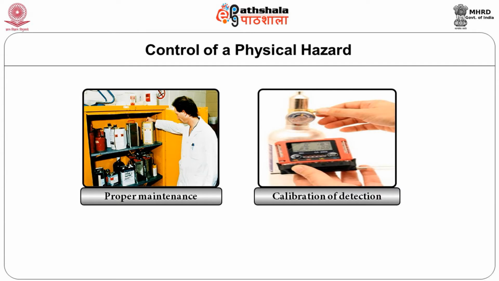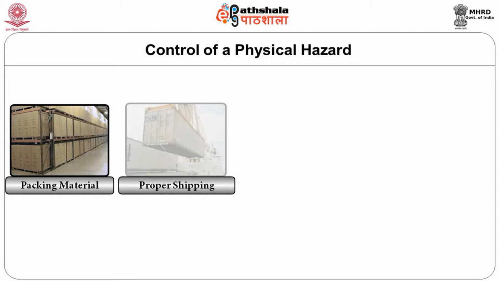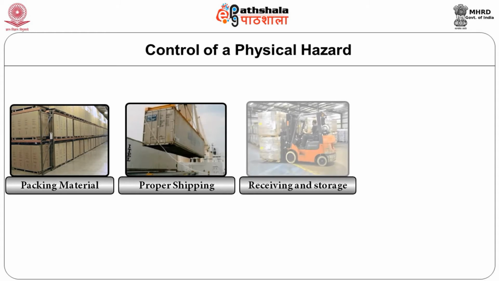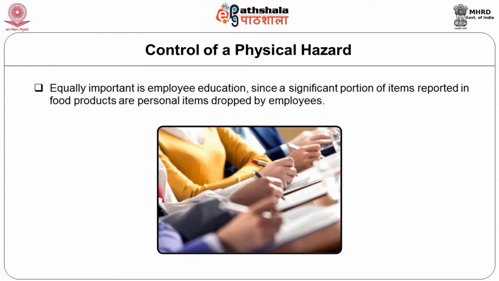It is also important to handle the packaging material, proper shipment or transport, receiving and storage practices in an appropriate manner, as well as the packaging of the finished products in tamper-proof or tamper-evident packaging. It is important to educate the employees since a significant portion of the items that are reported in food products are sometimes personal items dropped by the employees, like jewelry mostly.